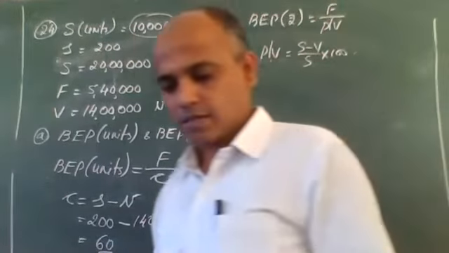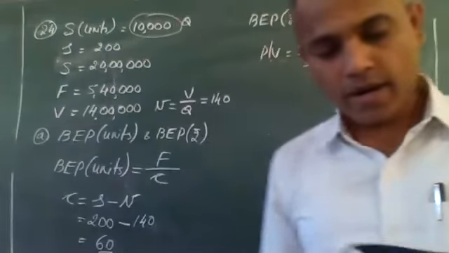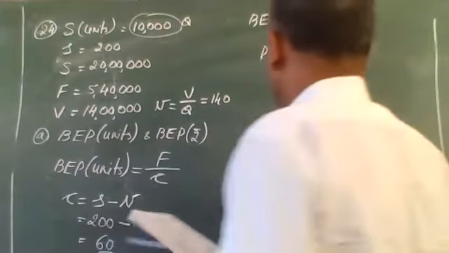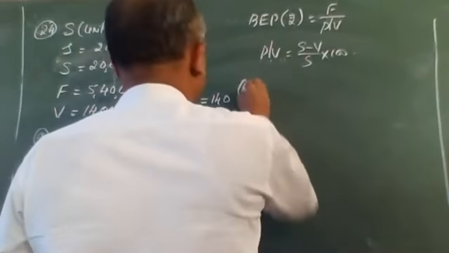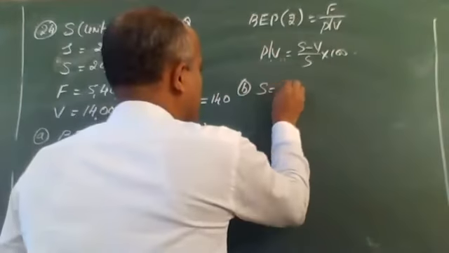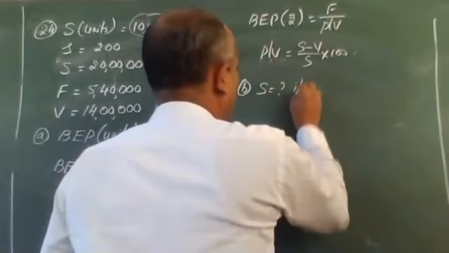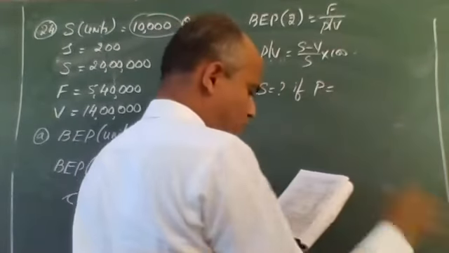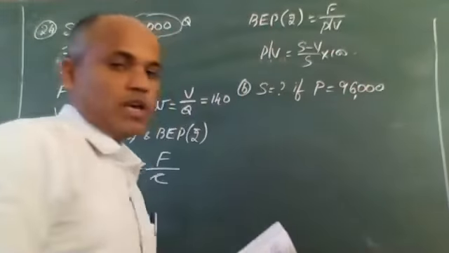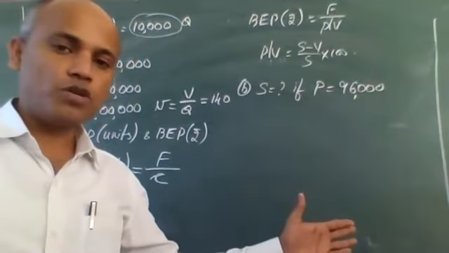The second bit says, what sales rupees would be required to generate a net income of 96,000? So sales rupees is how much if the net income, what do you mean by net income? We are calling it as profit. So net income is 96,000. So if profit is 96,000, how much is sales? Which formula am I going to use?